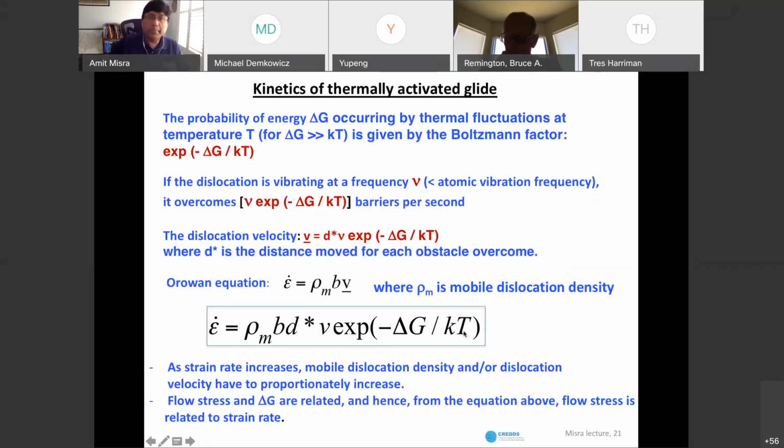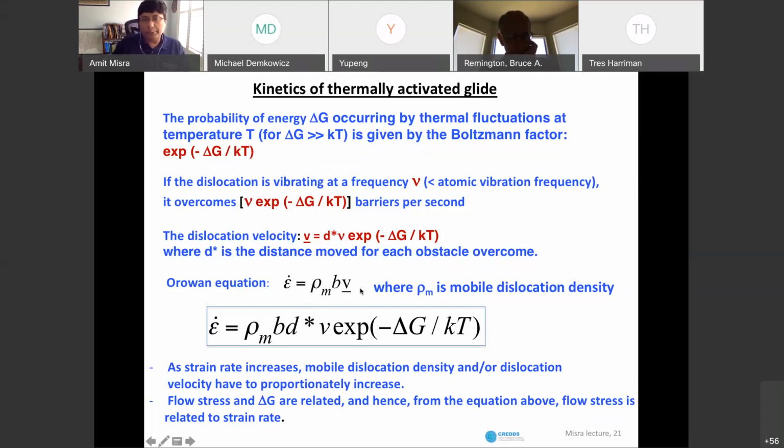The temperature is in there. Delta G, of course, will determine the flow stress. So there is a relationship between delta G and flow stress, and therefore there's a relationship between the flow stress and the strain rate. And so they're all kind of interconnected through these kinds of expressions. It's important to realize that's also intuitive from the Orowan equation that as the strain rate increases, to meet that strain rate, either the mobile dislocation density has to increase, or the dislocation velocity has to increase, or both, some combination of both, which means that either you are generating more dislocation sources or just making them run faster.